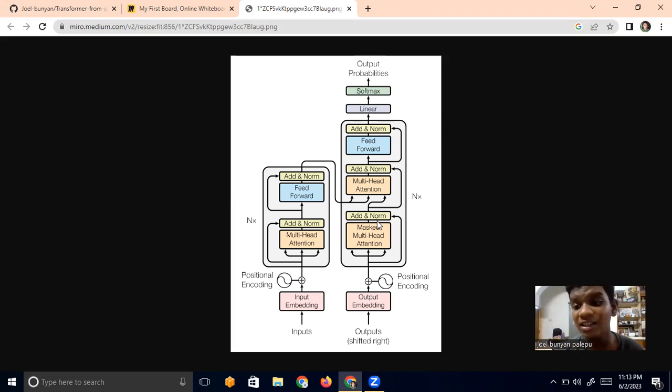After it generated the first word, let's say the first word is I, we'll take this I and input it to this decoder again. After performing this operation, it will compare the current word with all of the words in the question.